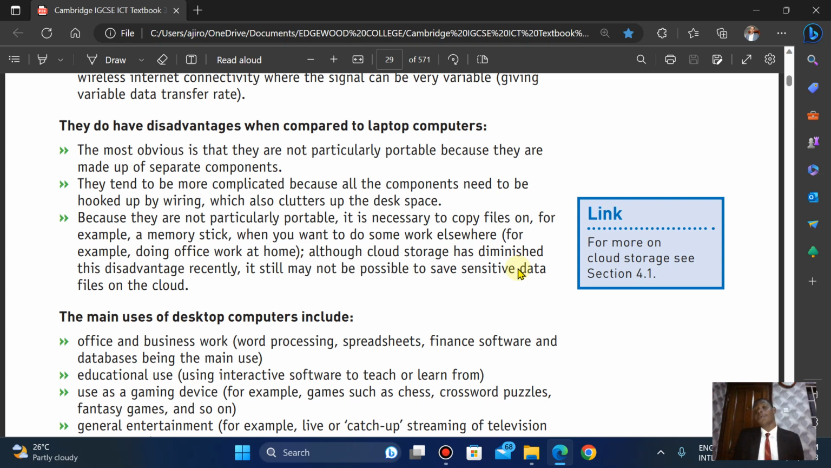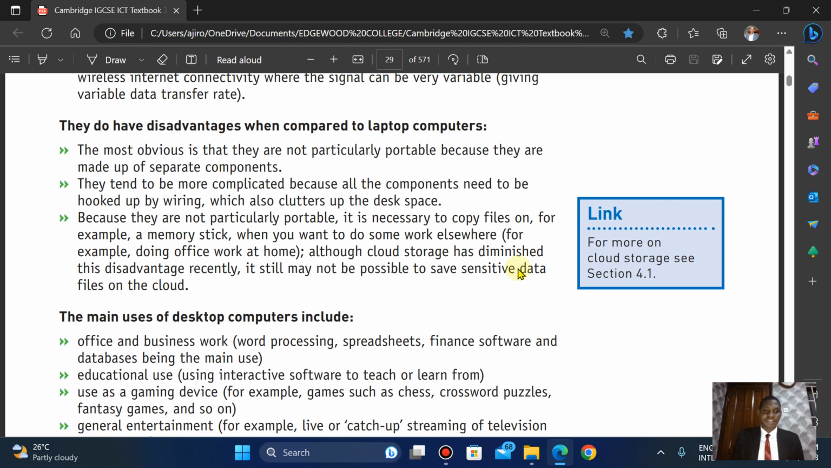And apart from the fact that we do have wireless, they clutter up the desk space, unlike a laptop. You have your monitor here, your keyboard here, your mouse here, your system unit there. Because they're not particularly portable, it is necessary to copy files onto, for example, a memory stick when you want to do some work elsewhere. So you just use a memory stick, copy the files, and then take it to someone else's computer to work.